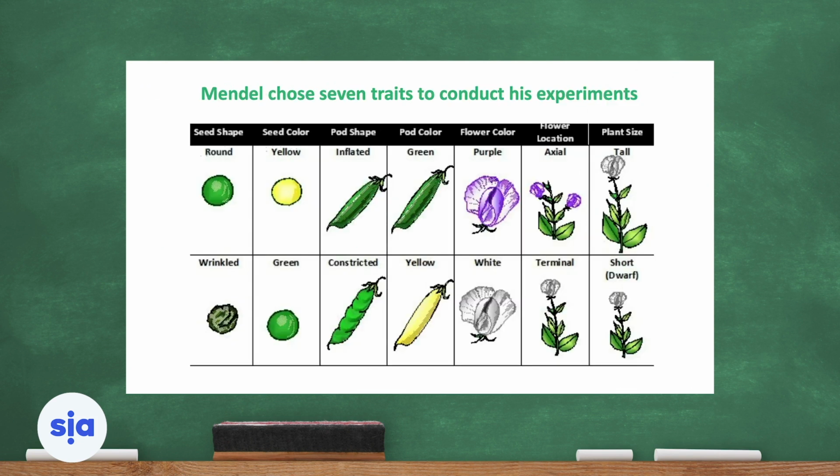He conducted his experiments and he decided to choose 7 traits to study. The seed shape, whether the seed is round or wrinkled, the seed color, whether the seed is yellow or green, the pod shape, inflated or constricted, the pod color, green or yellow, the flower color, purple or white, the flower location, if it is axial or terminal, and the plant size, whether it is tall or short.